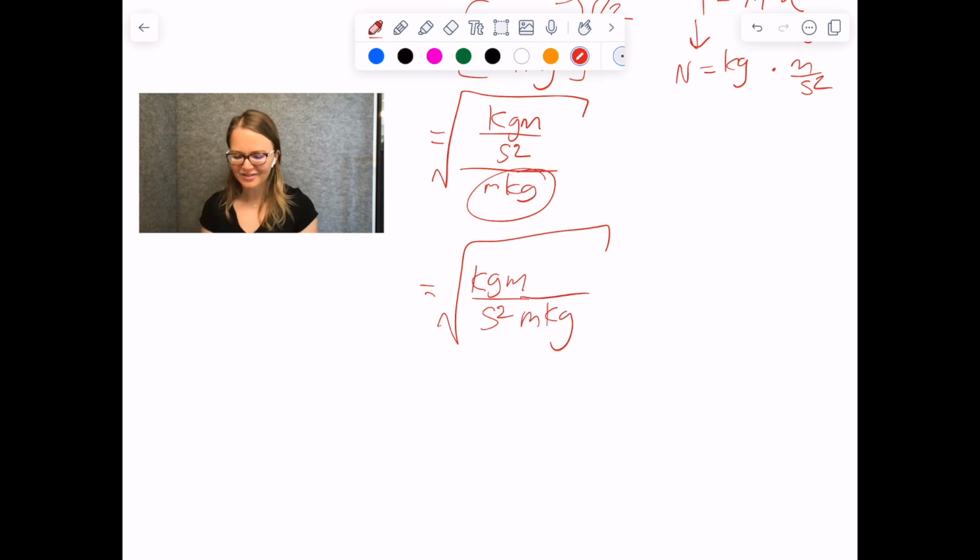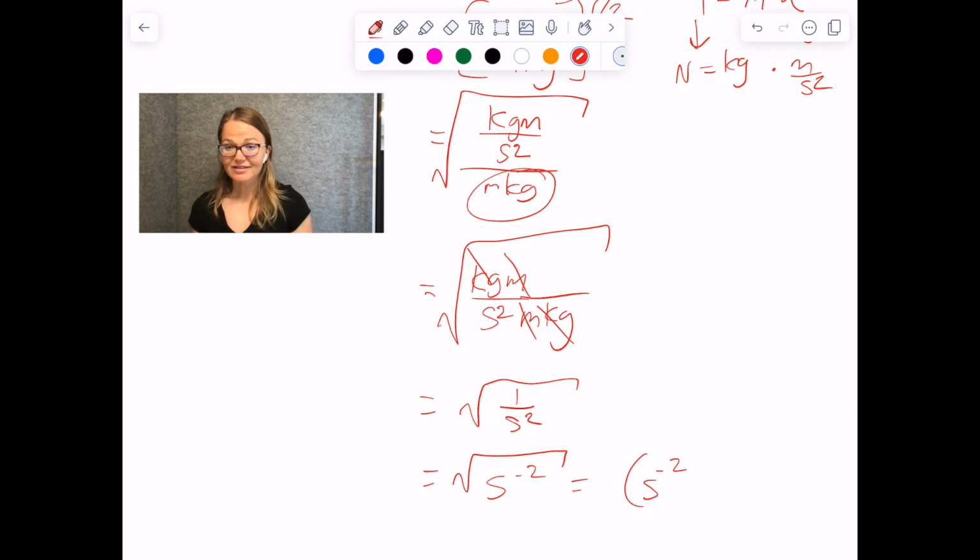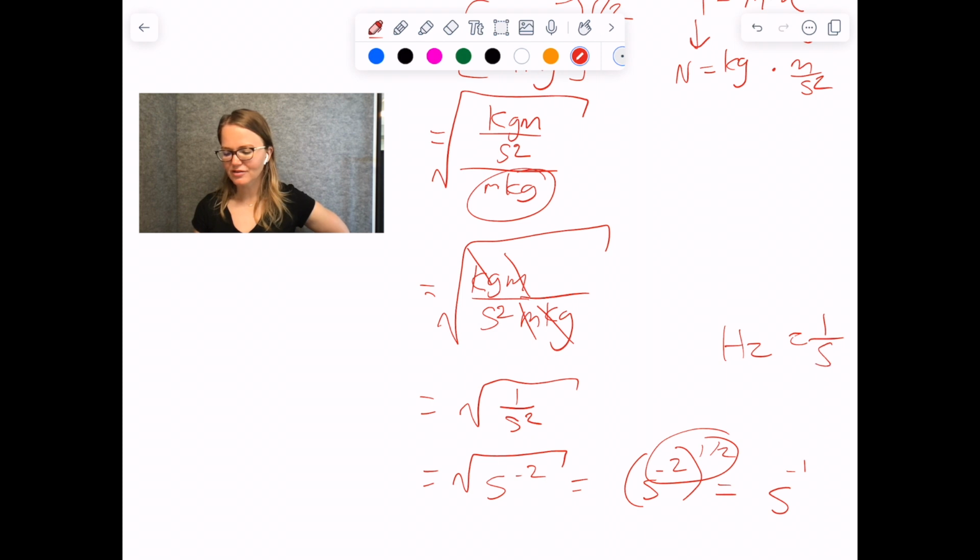Okay, now let's see what can cancel out. We can cancel out our meters, we can cancel out our kilograms, and we get the square root of 1 over seconds squared. In other words, we get seconds to the negative second, and the square root of it. Remember, that's like saying seconds to the negative second raised to the 1/2. And if we multiply our exponents together here, we're going to get seconds to the -1, seconds inverse. And remember, the definition of hertz is 1 over seconds. So that's how we get to our hertz units here.